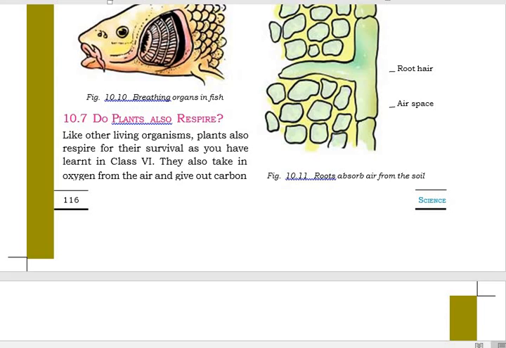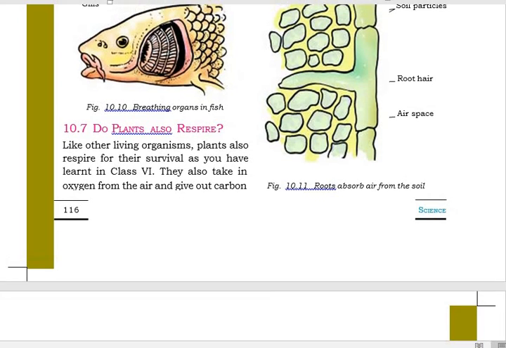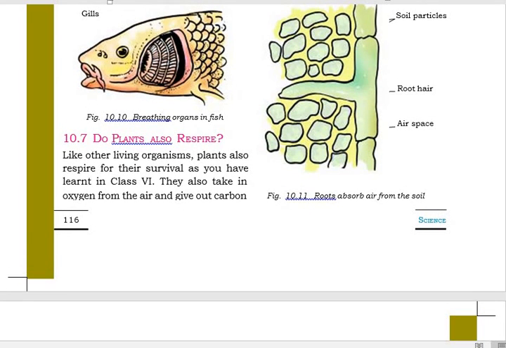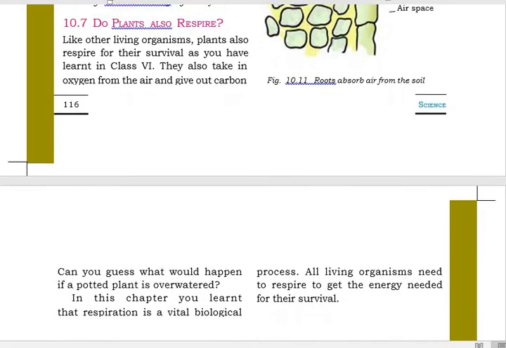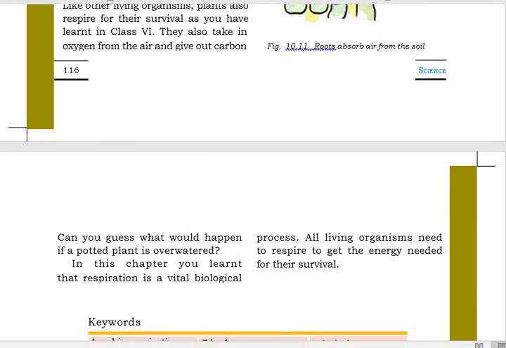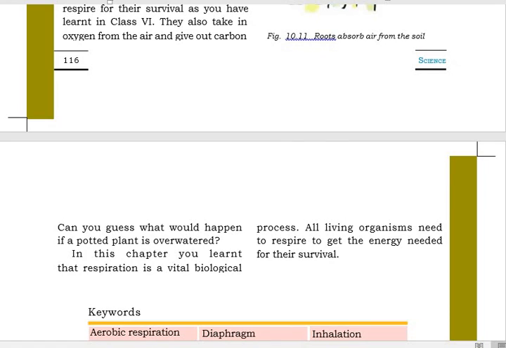Now the last part of the chapter: I will revise once what you have learned today, the main points of the chapter that I want to recollect. In this chapter you learned that respiration is a vital biological process. All living organisms need to respire to get the energy needed for their survival. Whether it is a plant or an animal, everything needs oxygen for survival and to release energy.